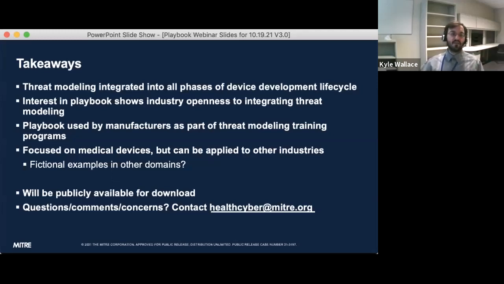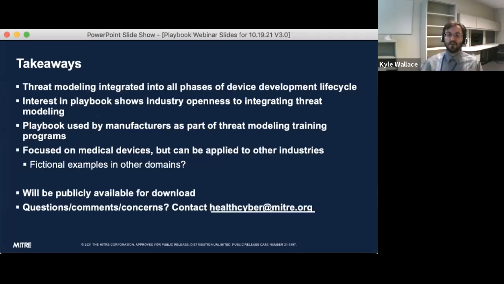So we've seen a lot of interest along the way, particularly with talking with manufacturers while writing this. We've gotten a lot of good feedback. And it seems like the industry as a whole is open to this idea of embracing threat modeling and bringing it into their development life cycles. Particularly, some of the feedback we've gotten from a lot of the manufacturers who have already started taking steps towards this is that they're very interested in using this threat modeling playbook as a way to springboard their own threat modeling training programs, strategies, building out their team and their expertise.